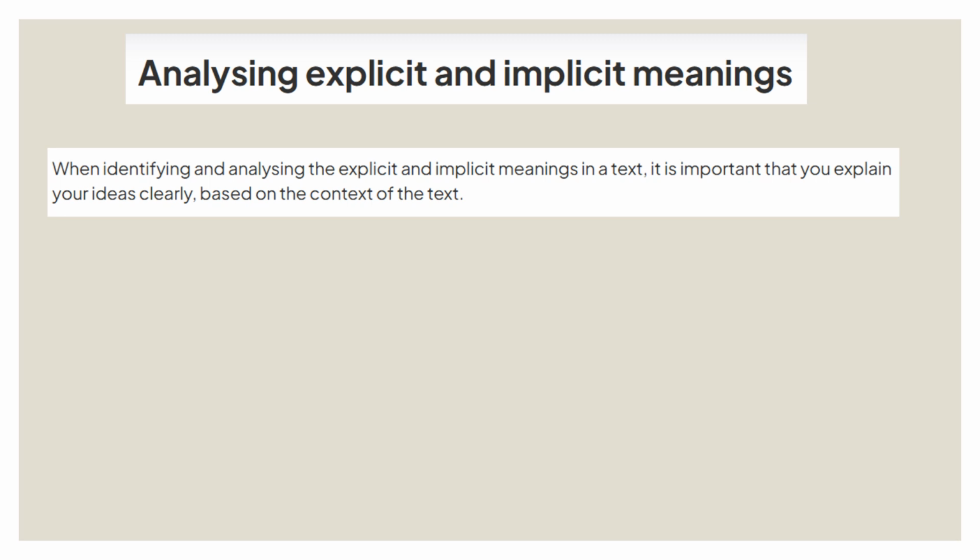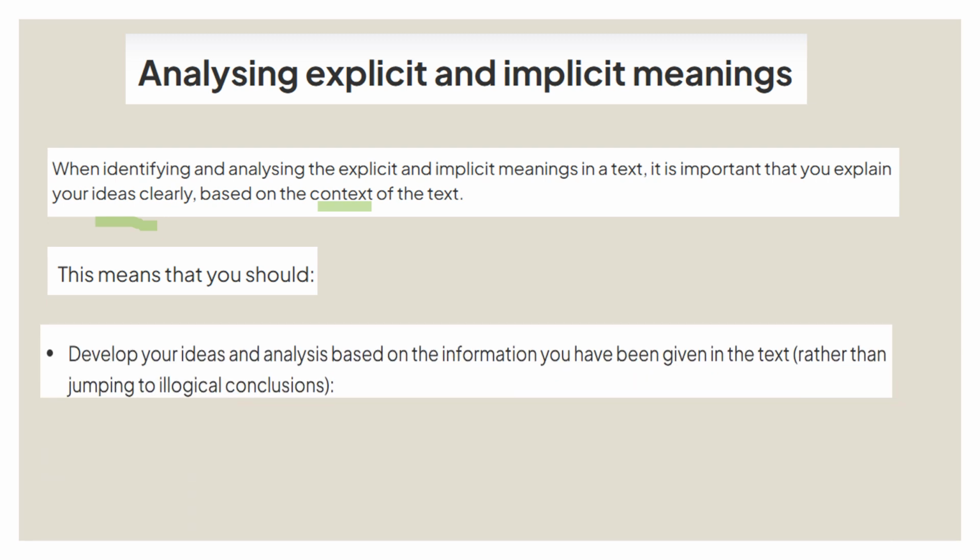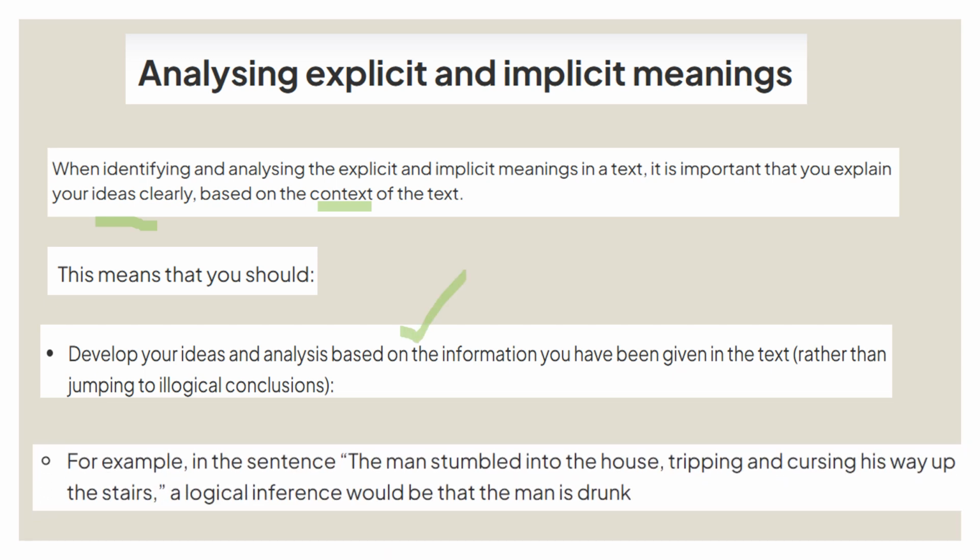So when we are identifying and analyzing the explicit meaning in the text, it is very important that we are actually identifying the ideas clearly, and that has to be done on the basis of the context given in the text. What does it mean? It means that we have to develop our ideas and analysis based on the information that is given in the text. I mean, looking deeply at the things given, the word choice of the writer.